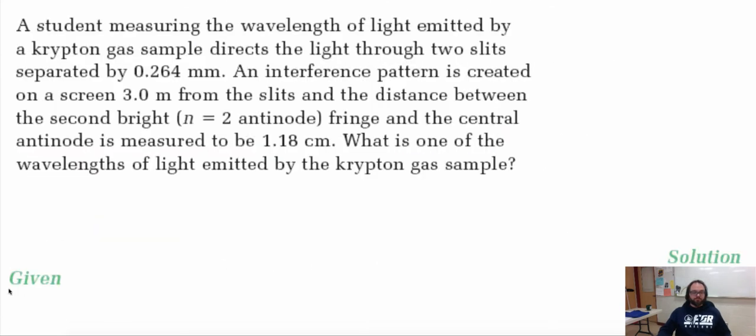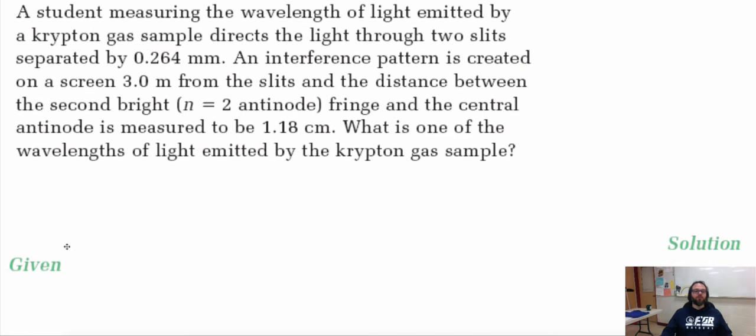All right, so here's our first question. A student measuring the wavelength of light emitted by a krypton gas sample directs the light through two slits separated by 0.264 millimeters. An interference pattern is created on a screen 3 meters from the slits, and the distance between the second bright fringe, which is the second antinode, and the central antinode is 1.18 centimeters. What is the wavelength of the light emitted by the krypton gas?